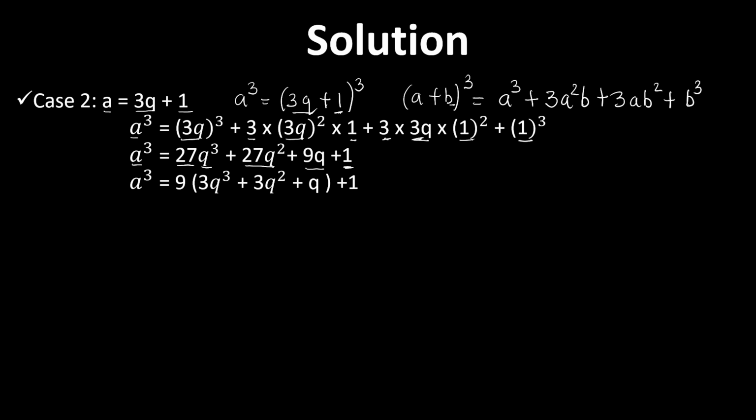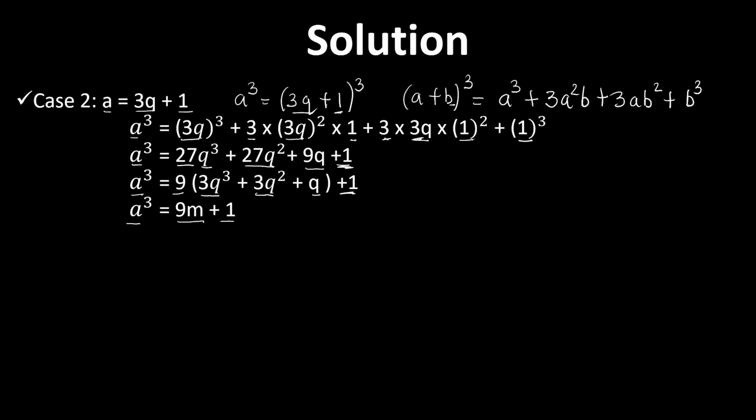Now finally, we are writing a cube equals to, from the first three terms, 27q cube plus 27q square plus 9q. We are going to take 9 common from all of them. Hence, we can write down 9 times of 3q cube plus 3q square plus q. And this plus 1, we are going to keep it as it is over here. So, it's easy to write down it in the form of 9 multiplied by something plus 1. So, finally, we will be writing a cube is equals to 9 times of m plus 1.